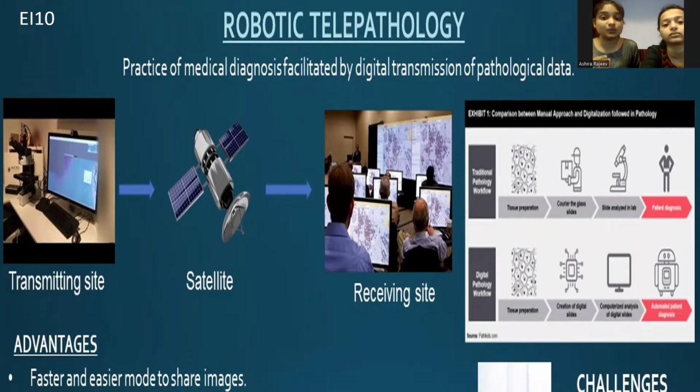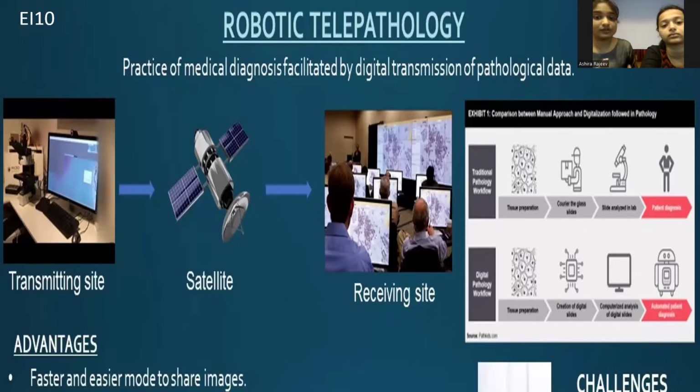It was Ronald S. Weinstein who coined the term telepathology in the year 1986. In India, the first exposure was provided at a symposium organized in 50th Annual Conference of the Indian Association of Pathologists and Microbiologists in Mumbai in 2001, and it was named as Telepathology Today and Tomorrow. Compared to the traditional method, it is a faster and easier mode to share images.